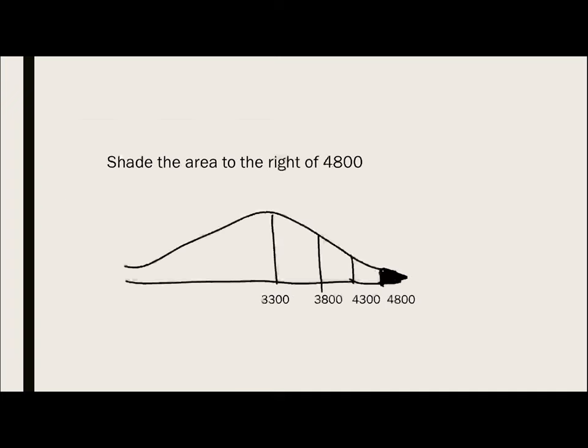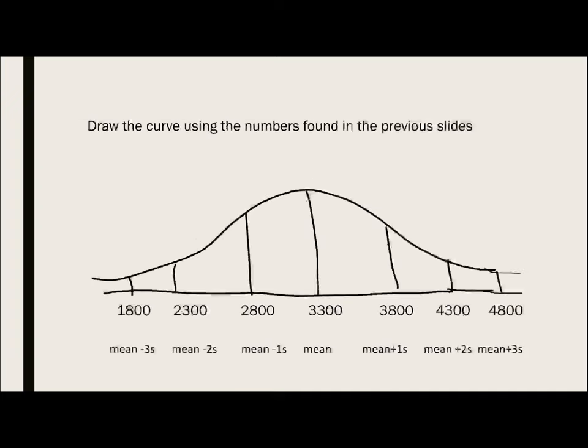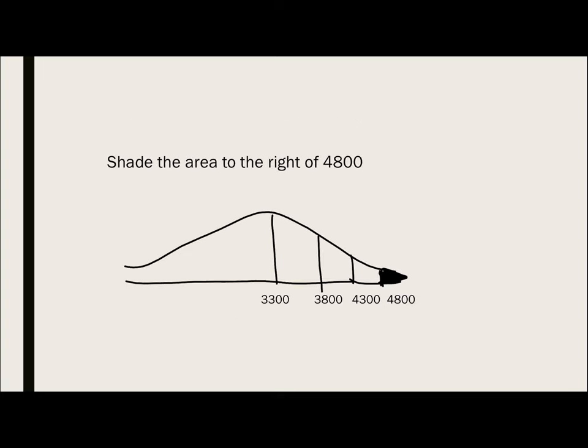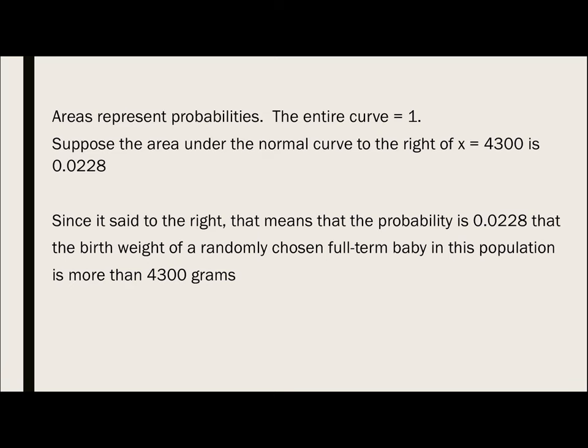Okay, let's go back to right here. The average is 3,300, and if we're at 4,300 and we're shading the area to the right, that means babies that weigh more than 4,300 grams. So if it says the area to the right is 0.0228, that means that's the probability that babies weigh more than that. That's the end.